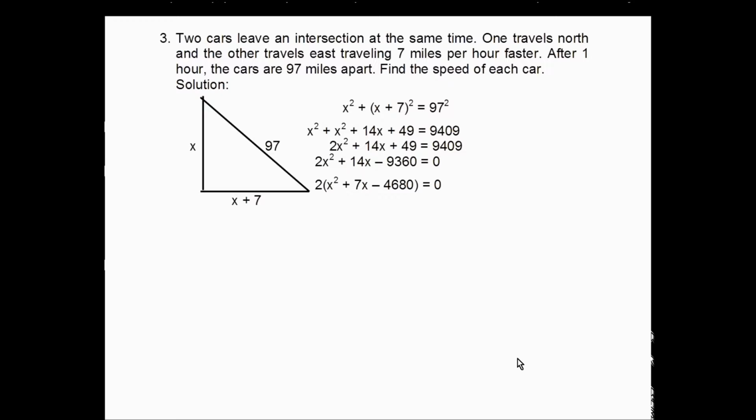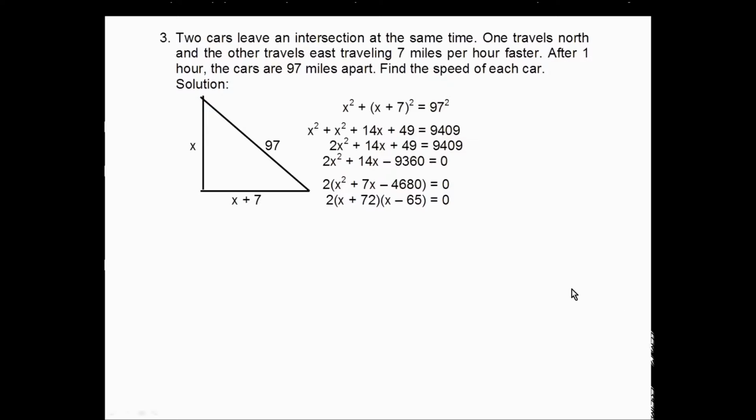Okay, the numbers are all even. I can at least factor out a 2. Here's a challenge for you. I want numbers that multiply to negative 4,680 and add up to 7. If you can't think of them, I would go straight to the quadratic formula. It just turns out they're the numbers 72 and 65. Yeah, I found them right away.